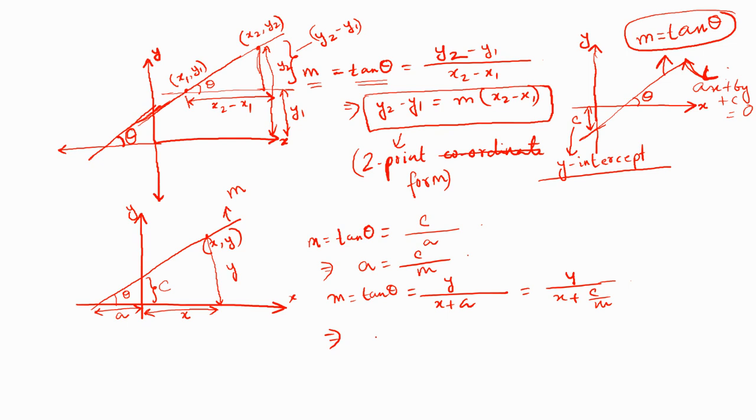So from here we can say y equal to m, when we multiply this m with this denominator, it's mx plus c. So this is called the slope intercept form. Why is it called slope intercept? Because you see we only have slope and intercept as the known, right? So we have only two known parameters, slope and intercept, and from there we can form this straight line equation.